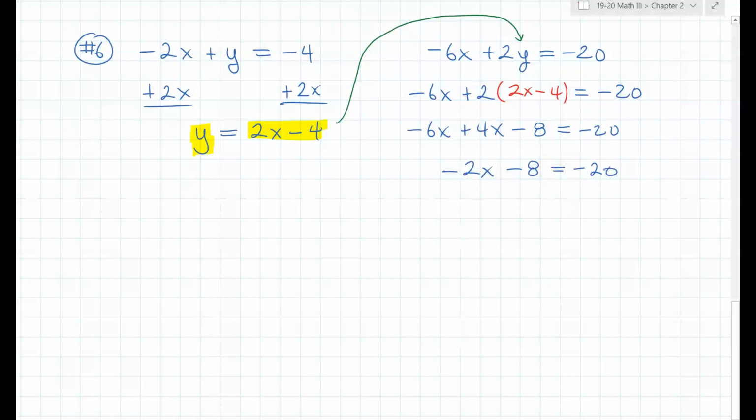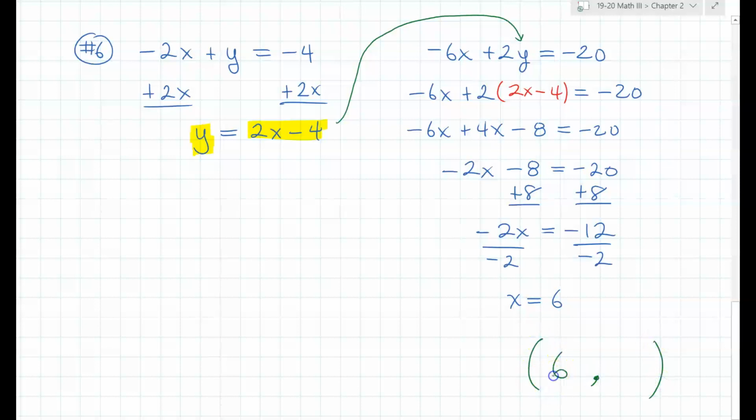We've got to solve for x, so let's get rid of our normal numbers first. So we'll add 8 to both sides. That gives me negative 2x equal to negative 12. And if I divide both sides by negative 2, I'll get x equal 6. Now again, I'm going to do a little coordinate pair down here. That way I can keep my information. So x is 6. Once I have that information, I have to plug it back where I came from.